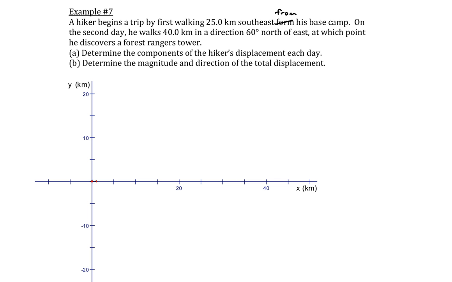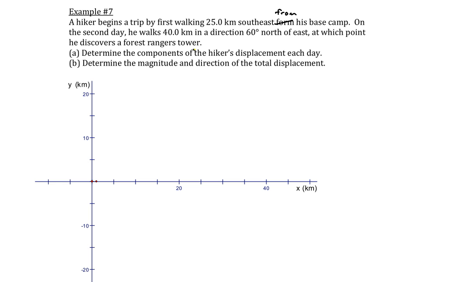We're given a hiker that begins his trip by first walking 25 kilometers southeast from the base camp. And we'll assume the base camp starts from the origin. On the second day, he then walks 40 kilometers in the direction 60 degrees north of the easterly axis, at which point he finds a forest ranger's tower.